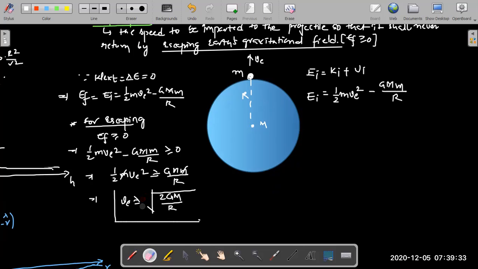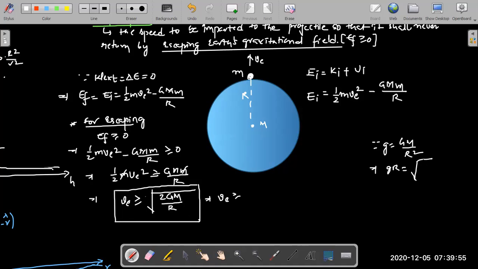Understood the logic? Yes, sir. Now if you calculate for this value, how can we get the value of G capital M by R? We know that small g is equal to G M by R squared. So if I want G M by R, I multiply g into R. This will be G capital M by R. So this implies V_e must be greater than or equal to under root 2gR.